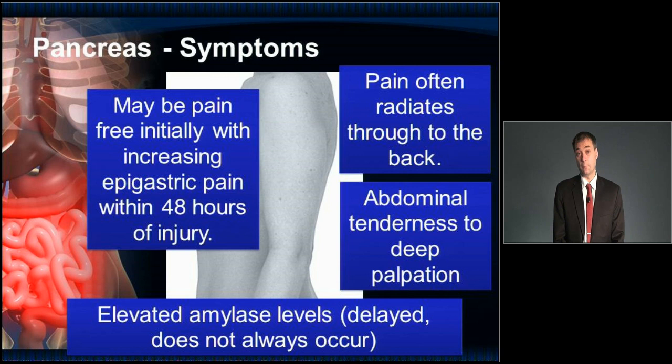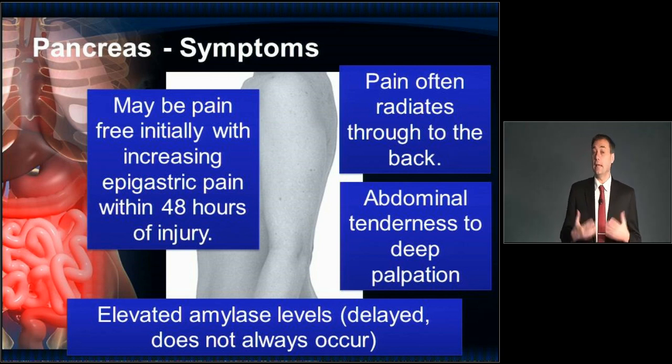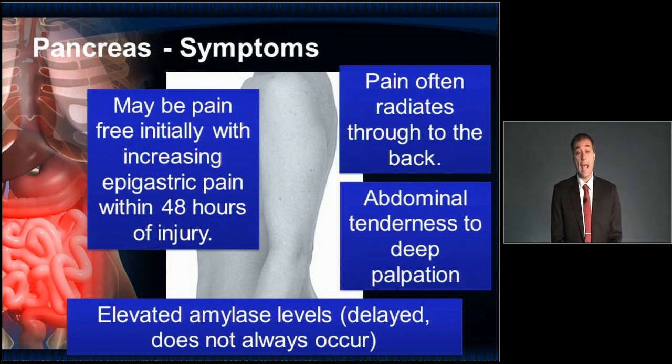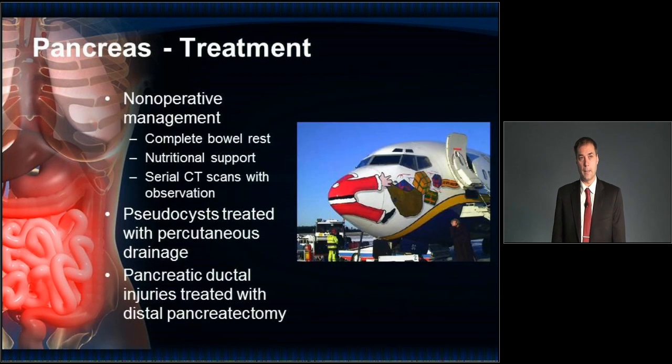The pain will often radiate from the epigastric region through to the back. If you palpate the abdomen, there may be tenderness to deep palpation, and amylase levels will tend to rise. However, it can take 6 hours or more for those to rise. So for that reason, pancreatic injuries may be missed initially because they're painless, they don't have a lot of lab changes, and so we tend to see a delayed finding of pancreatic trauma.